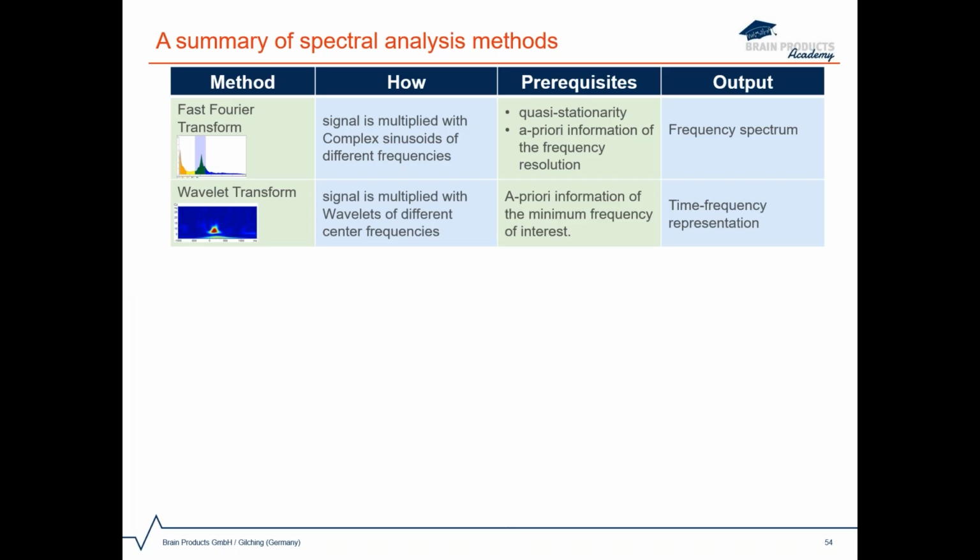The second method that we have learned today is the Wavelet Transform. It is a time-resolved frequency decomposition method used for localizing changes in the frequency characteristics of a signal over time. Like FFT, wavelet transform is done by quantifying the similarity between the signal and the wavelet of different center frequencies. This generates one wavelet coefficient per frequency and time point, resulting in a time-frequency representation. Due to time-frequency trade-offs, it is important to know the minimum frequency of interest that you are going to investigate.